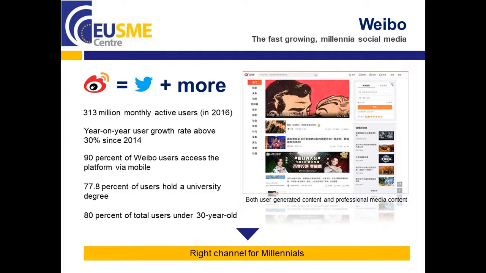You always tend to hear that Weibo is the Twitter of China, but it's really not. It's much more than the Twitter of China. Yeah, and it's interesting to note that the users of Weibo are very educated. Like you can see, 77.8% of users hold a university degree. That is a huge number. Yes.